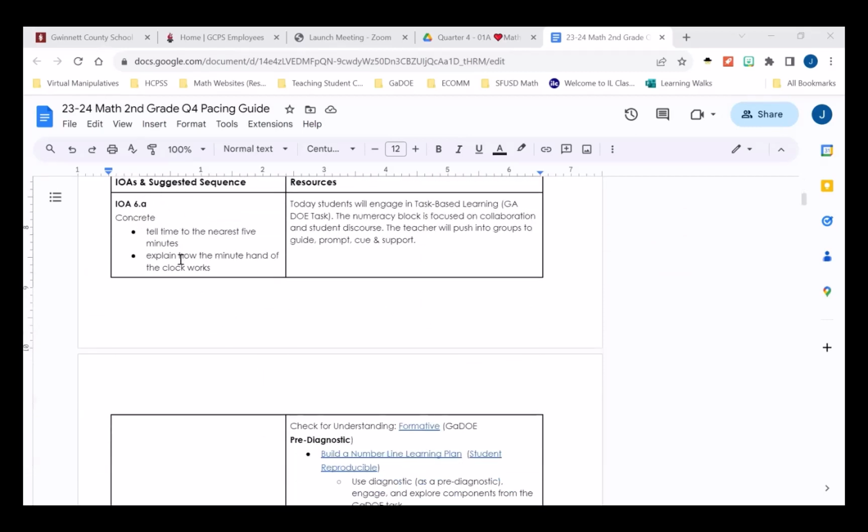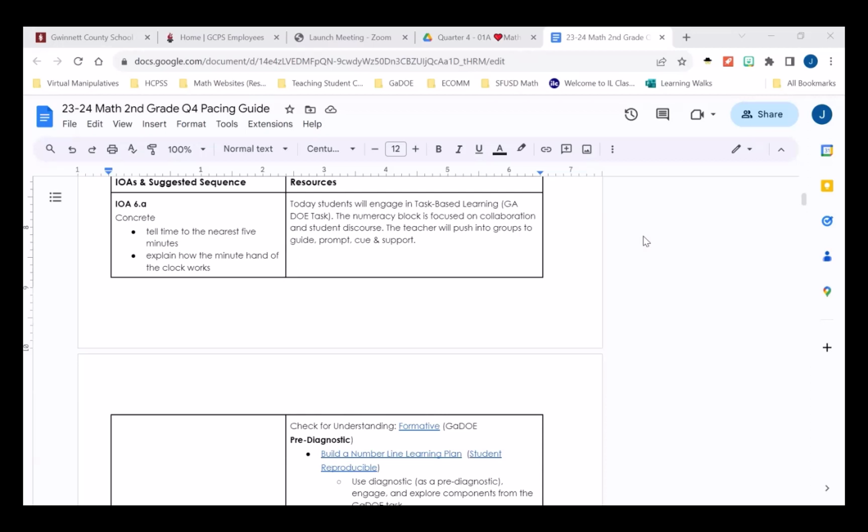Specifically, the left column provides the learning progressions for the AKS IOAs, whether this be the concrete, representational, abstract progression, or the progression between specific learning targets within the IOAs. Now, the right column provides resources to guide instruction, such as GCPS traditional and task-based lessons, as well as Georgia DOE learning plans.